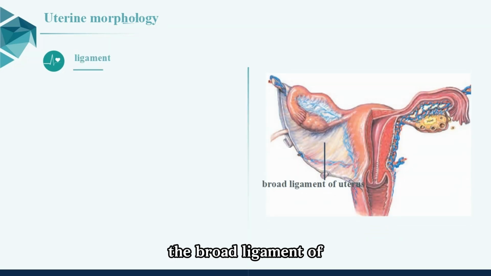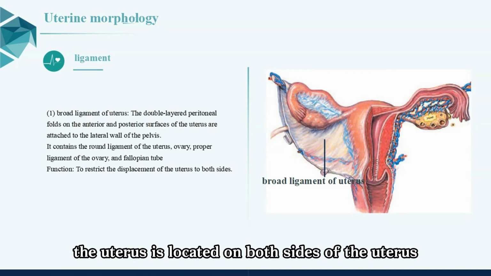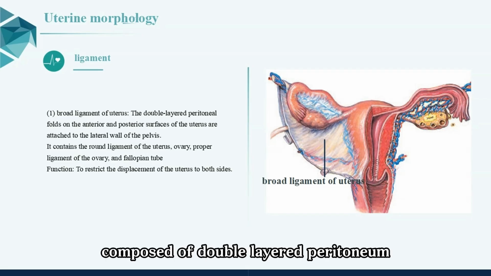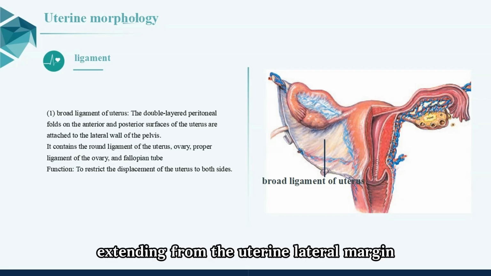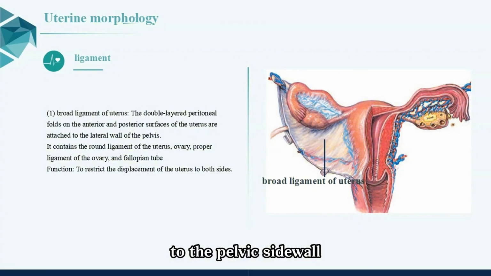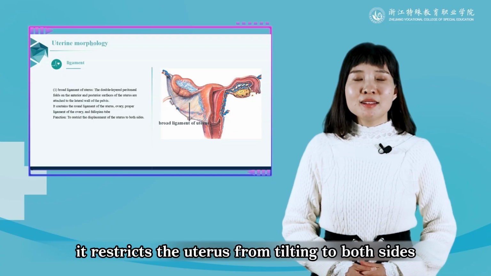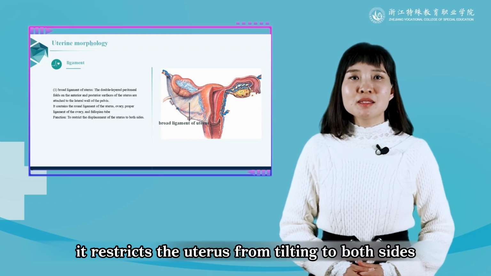The broad ligament of the uterus is located on both sides of the uterus, slightly coronal, composed of double-layered peritoneum extending from the uterine lateral margin to the pelvic sidewall and pelvic floor, anterior and posterior peritoneal layers of the uterus. It restricts the uterus from tilting to both sides.